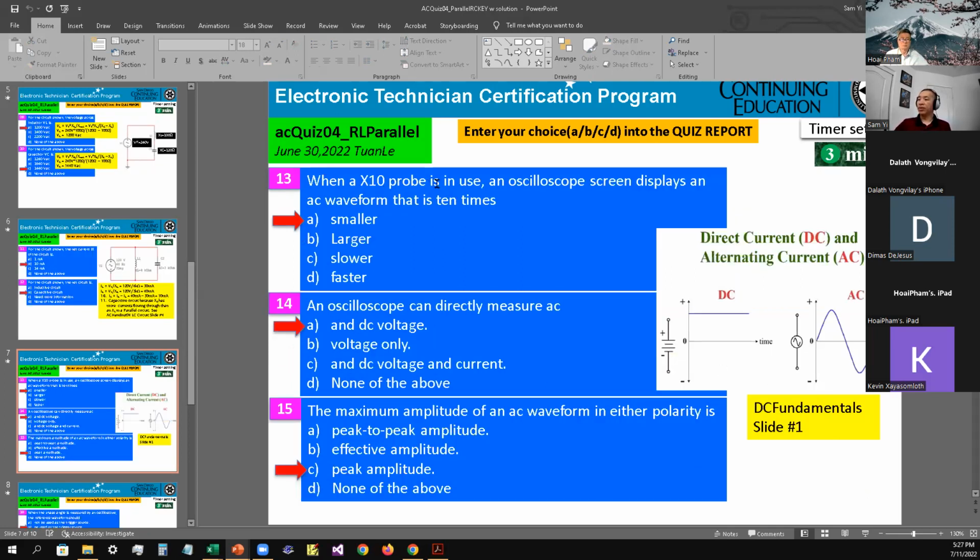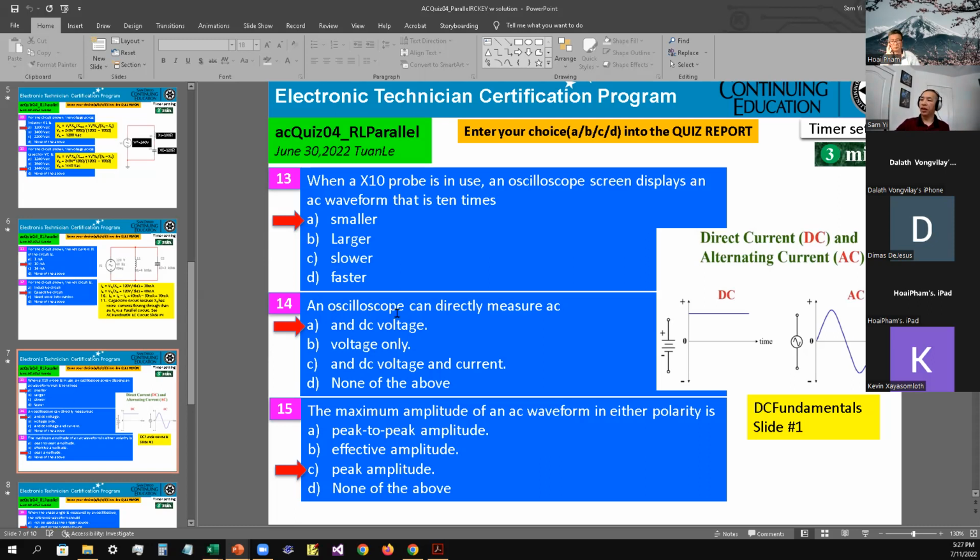Okay, when the times 10 probe is in use, our oscilloscope screen displays an AC waveform that is 10 times smaller. Okay, so when you use times 1, the signal would be going way above the display screen. And when you use times 10, you shrink the signal down to a smaller size so you would be able to display it on your oscilloscope. So that's why the answer is A as in apple for number 13.